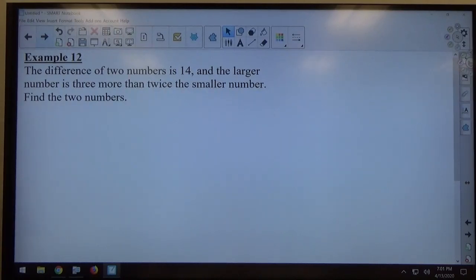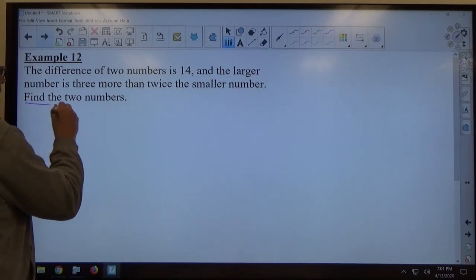Okay, example 12, similar setup. Again, the difference of two numbers is 14, very similar in structure to the equation from the other problem. But then the second fact: the larger number is 3 more than twice the smaller number. That's a little bit more creative in how they wrote it. It says find the two numbers. So once again, we start off with the find the two numbers question.